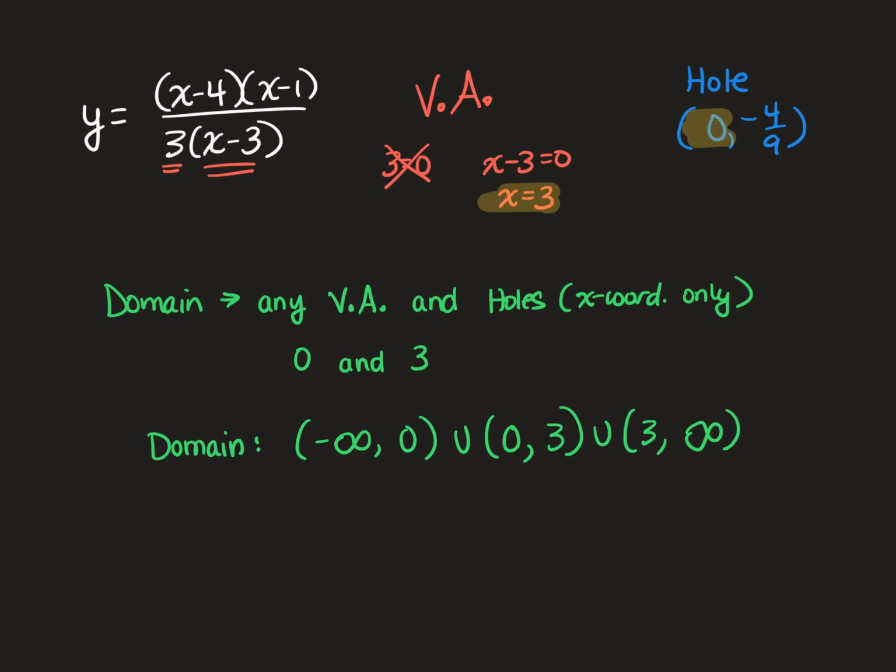Okay, I hope that helped. That's just a little bit on how you do vertical asymptotes, holes, and domain, and how they're all related.